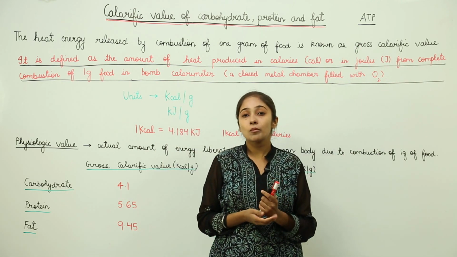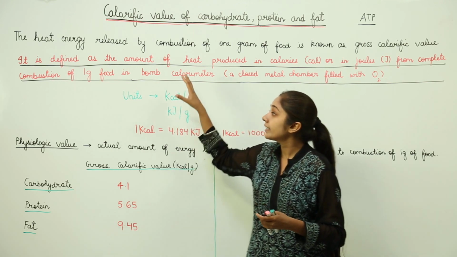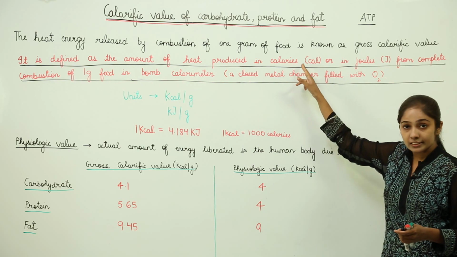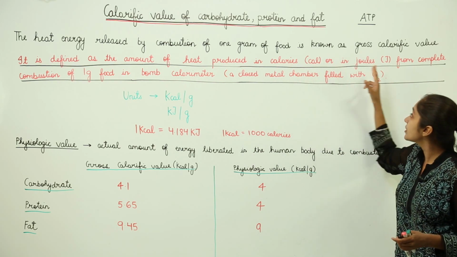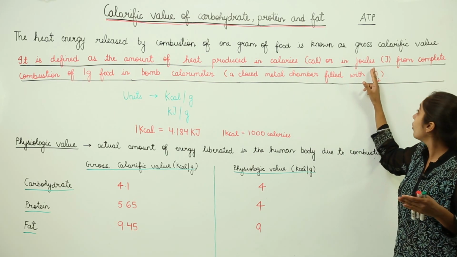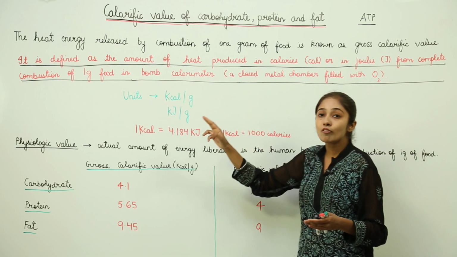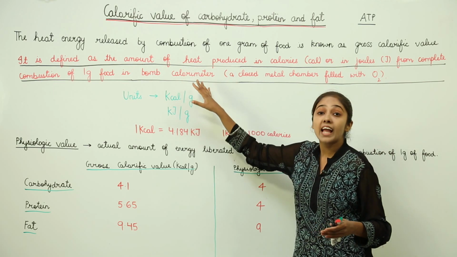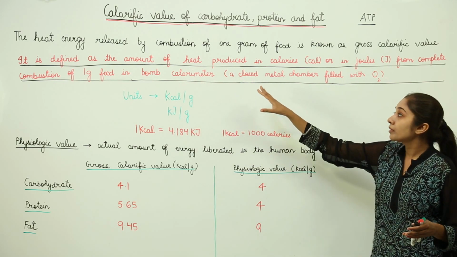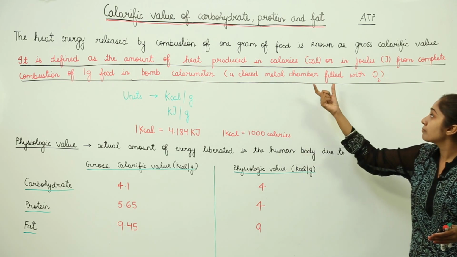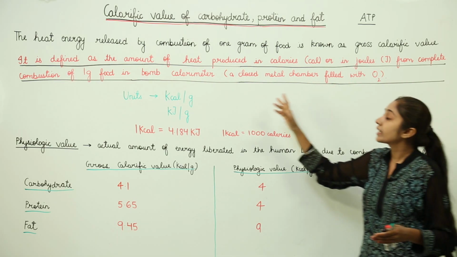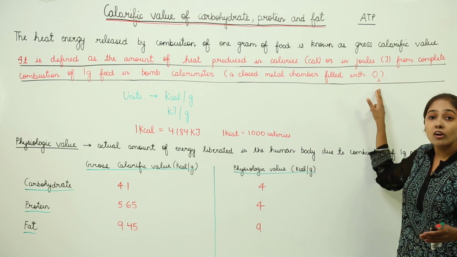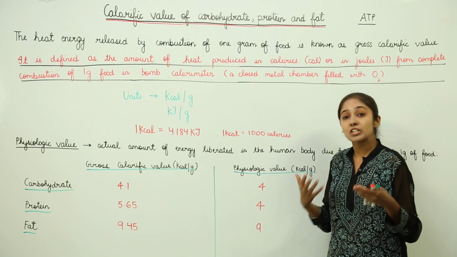Now how are you going to properly define calorific value? It is defined as the amount of heat produced in calories, or you can write in joules, from complete combustion of 1 gram of food in a bomb calorimeter, which is at lab level. A bomb calorimeter is a closed metal chamber filled with oxygen. Why do we require oxygen? We require oxygen for combustion to take place.